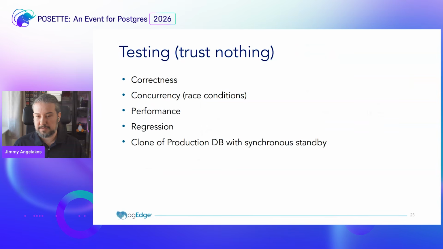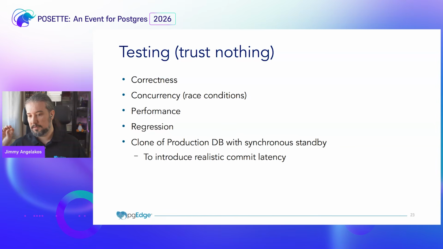had a synchronous standby. Why? We needed a synchronous standby because that's what production had, to introduce a realistic commit latency, because commits don't happen instantly when you have a synchronous standby. You need to do the round trip to make sure that it has been committed somewhere else.